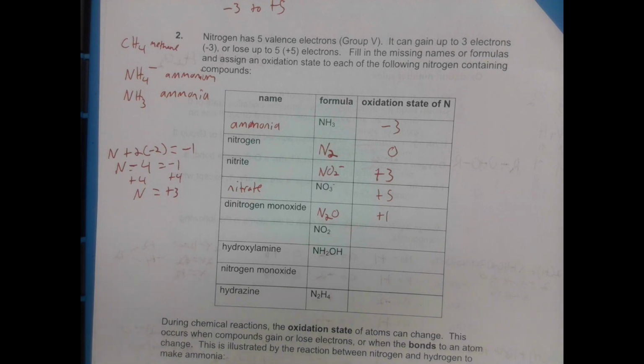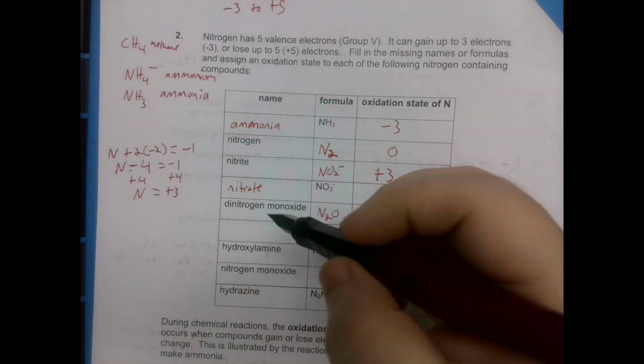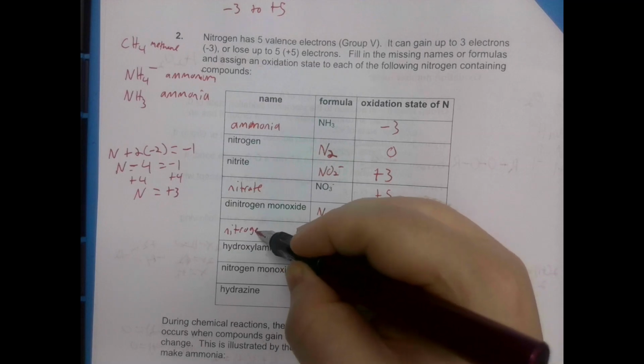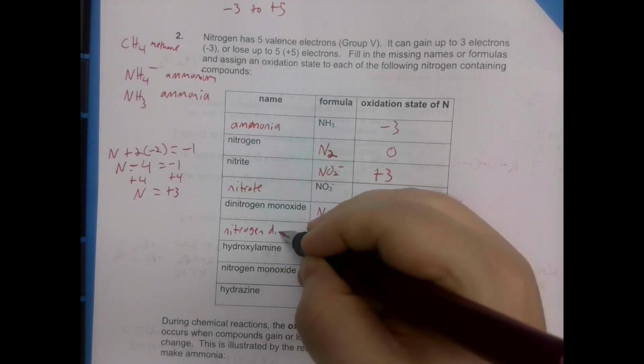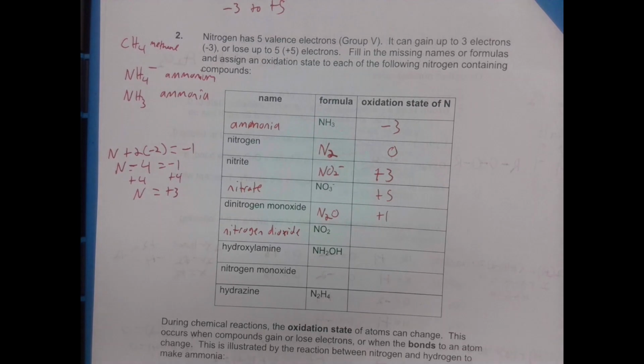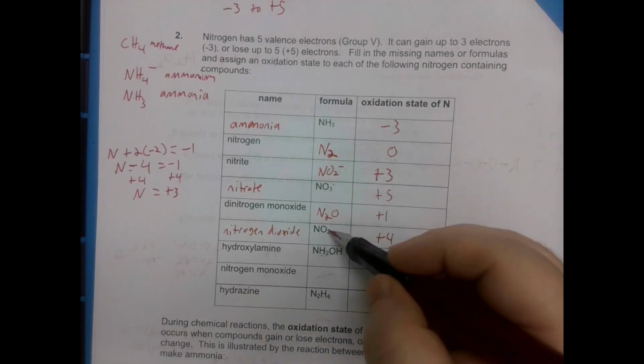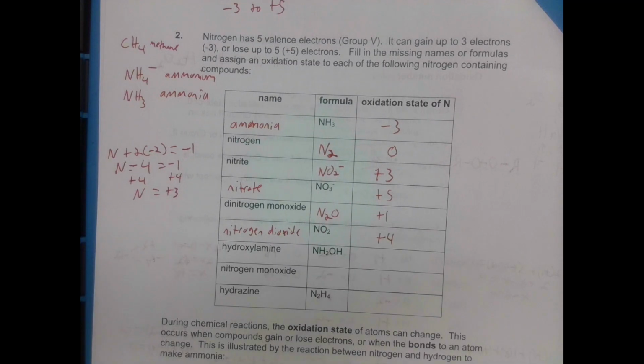NO2. What's its name? Nitrogen dioxide. Anyone know the other name of it, the more common name? Laughing gas. Or nitrous oxide. What is the oxidation state on the nitrogen? +4. So we have 2 -2 charges to counteract it. We need a +4.